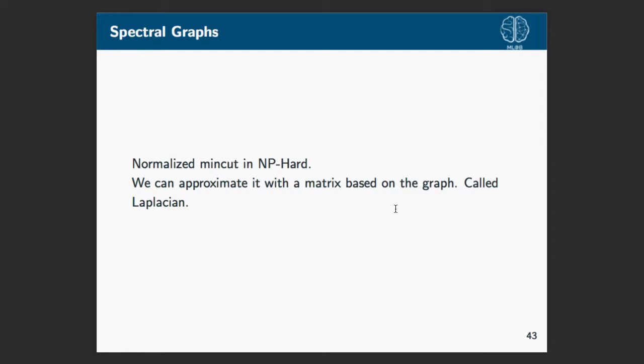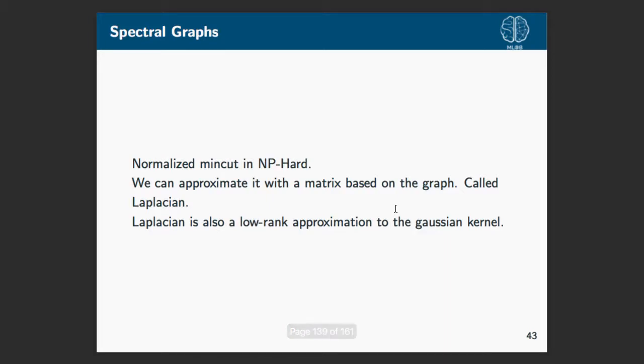We can approximate this with a special matrix based on the graph. This matrix is called the Laplacian. This Laplacian will help us approximate the normalized min cut. And I'll introduce what that is. And a cool key observation, the Laplacian also turns out to be a low rank approximation of the Gaussian kernel. So like in the SVM lecture, remember when you did the RBF kernel of the Gaussians? This turns out to be a pretty crude approximation of that, but it's pretty cool. There are some deep connections that I don't understand, but you can feel free to look up.